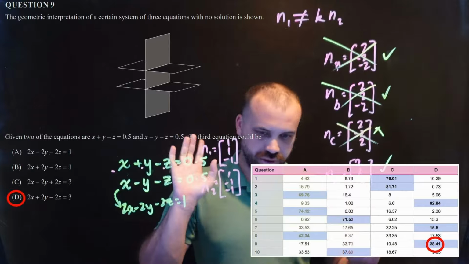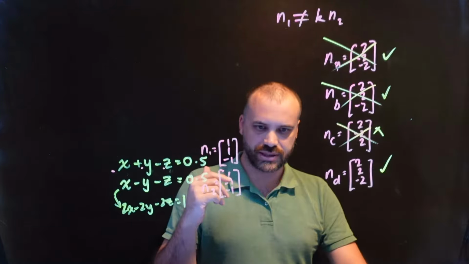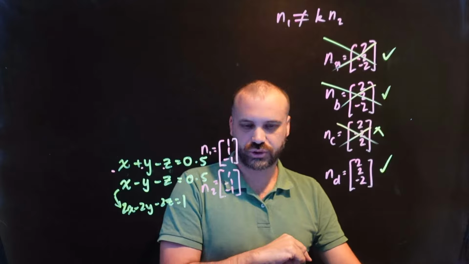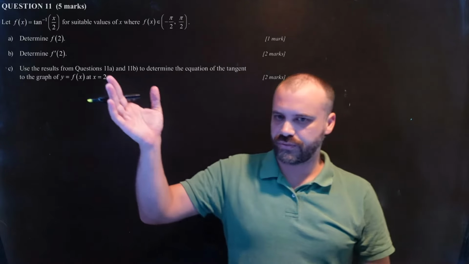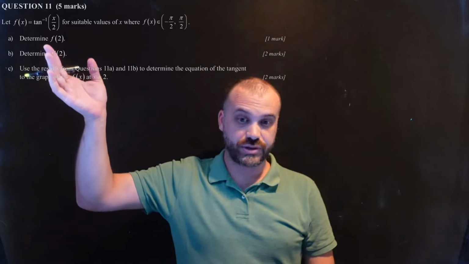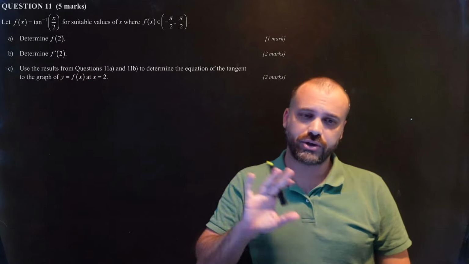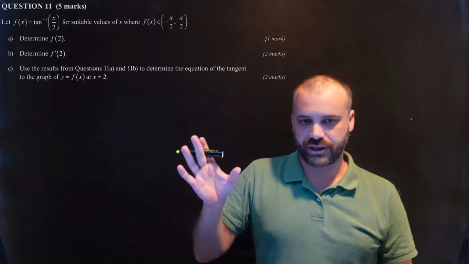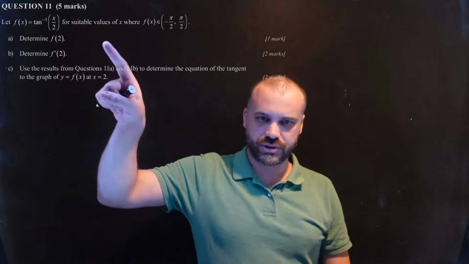All right, that was our equations of planes. I'm going to celebrate that one, and let's move on to our short responses. All right, so we've got some sort of inverse tan function. Now, a lot of us might not be comfortable with what that looks like, but there are some interesting clues as to what it looks like.